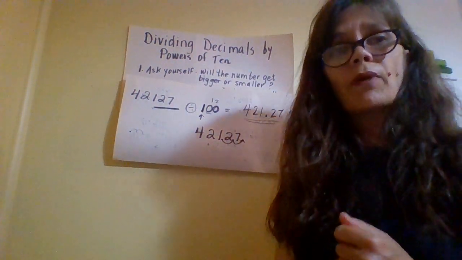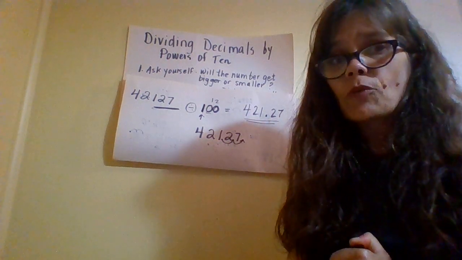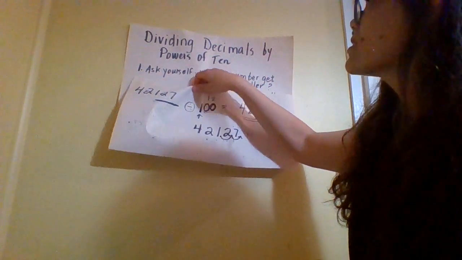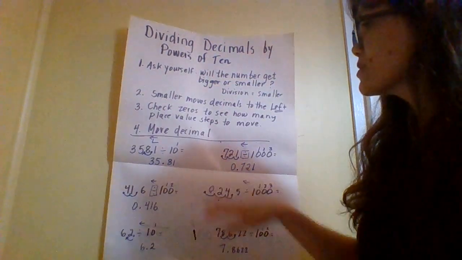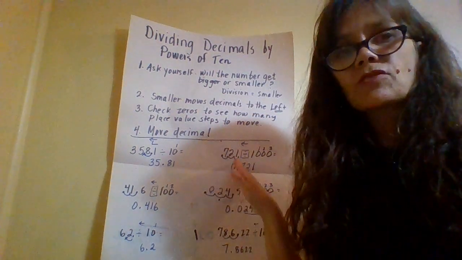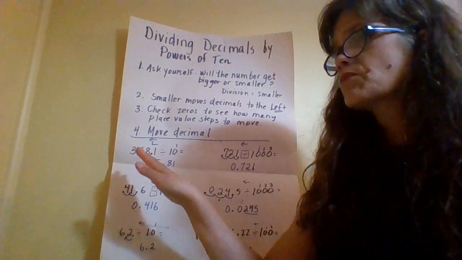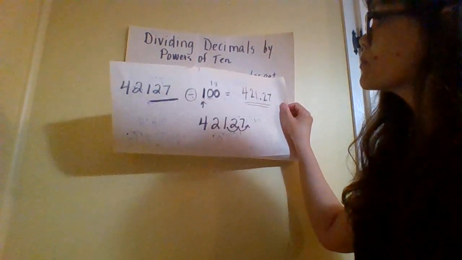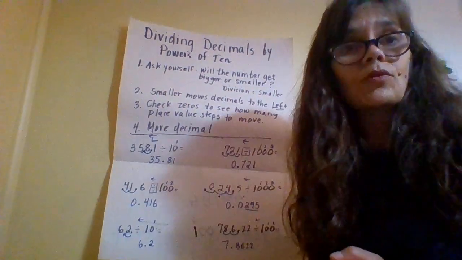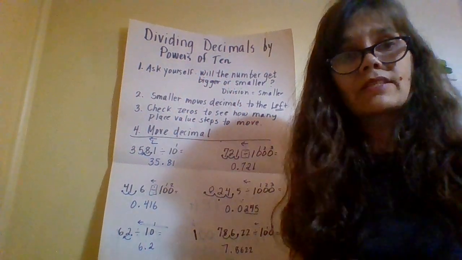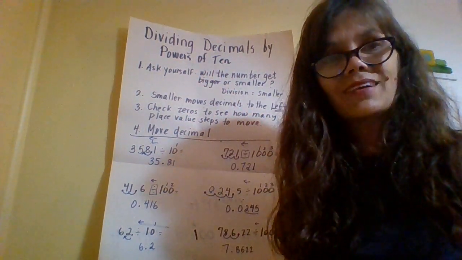So hopefully dividing decimals by powers of 10 feels pretty comfortable to you. And most of your problems are going to look like these ones, where it's pretty straightforward. You count your zeros to see how many place value spaces you move, but then you might get into these mystery problems and you can figure them out. You use the same thinking process to figure it out, okay?